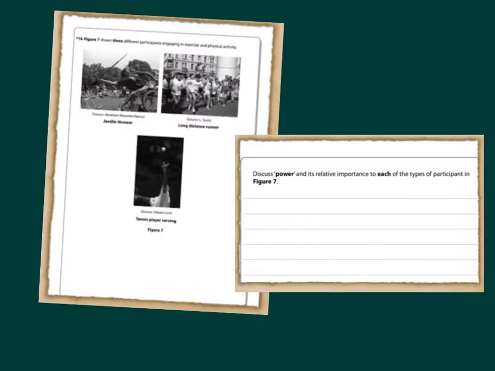The question starts off by saying there are 3 different participants engaging in exercise and physical activity. A javelin thrower who happens to be in a wheelchair, a long distance runner and a tennis player serving. The question then asks, discuss power and its relative importance to each of the types of participant in Figure 7.